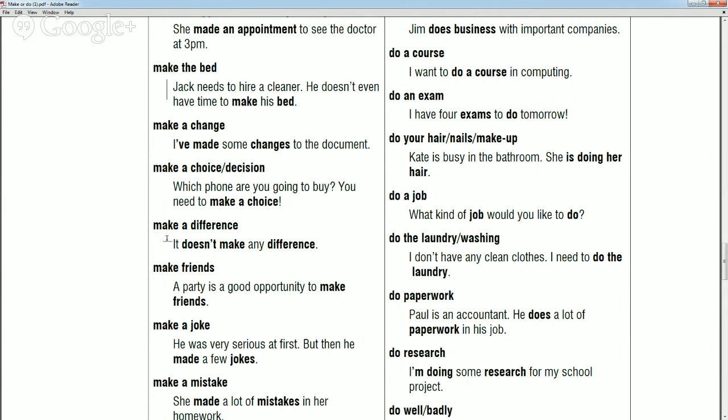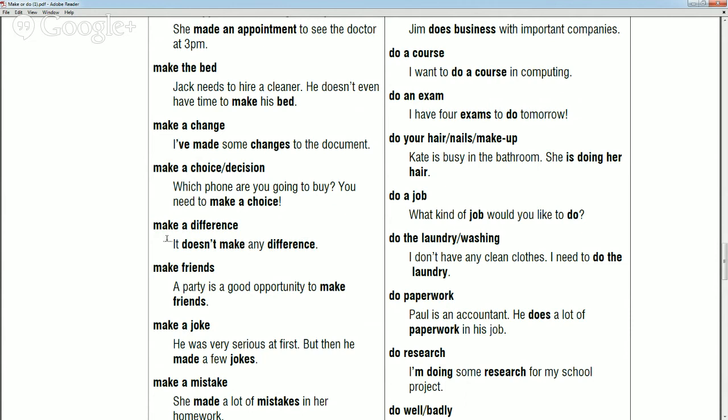So, okay, can you read that sentence? It doesn't make any difference. What doesn't make any difference? Can you think of something that doesn't make any difference? Whatever happened to me, I'm what I am. It doesn't make any difference. Very good. Very good. Okay.